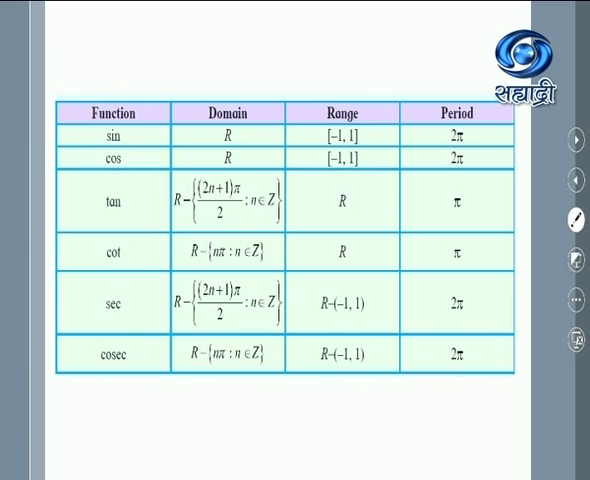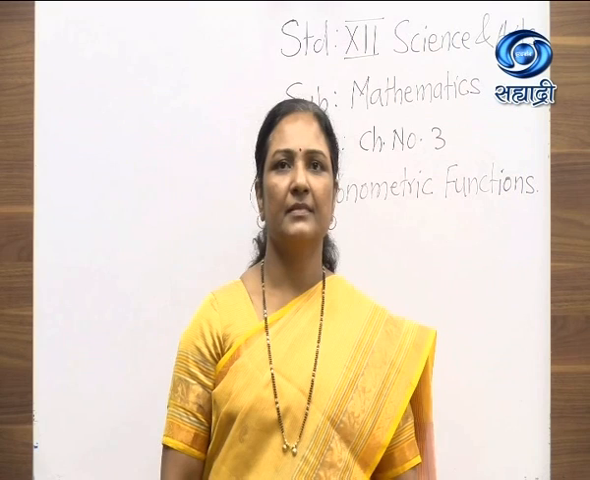Now the question is, what about onto functions? Remember, all the trigonometric functions are onto. Why? Because here the range is given to you. So for each of the values from the range, there must be some angle. Therefore, the functions are onto functions. The question is how to put the restrictions on the domain so that the function becomes one-one. To understand the concept, we consider the graph to find out the inverse of these functions.